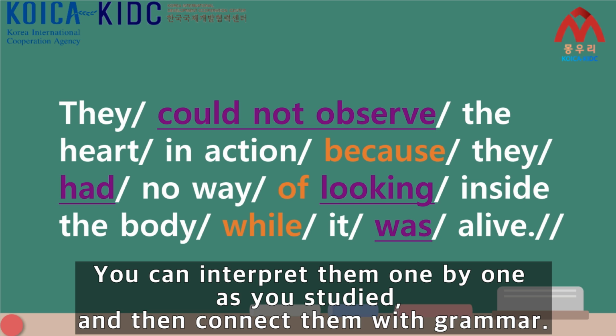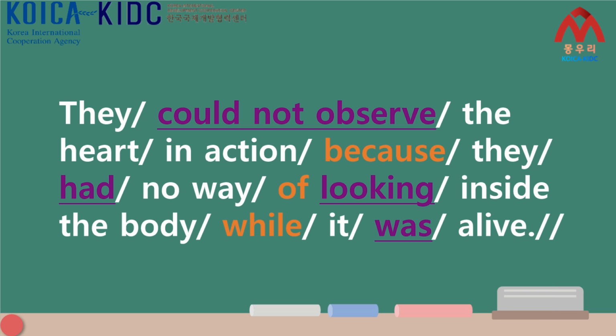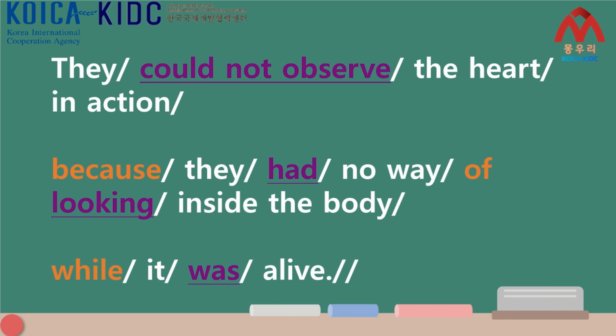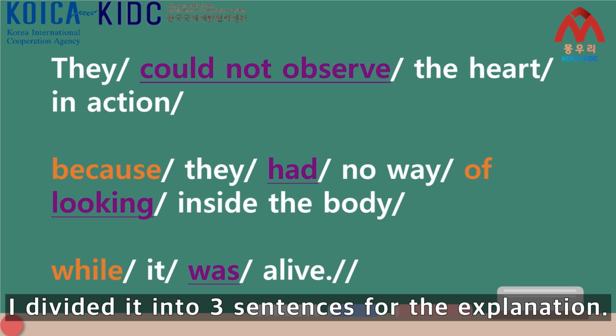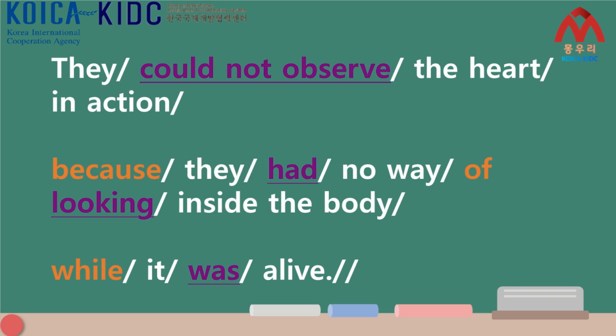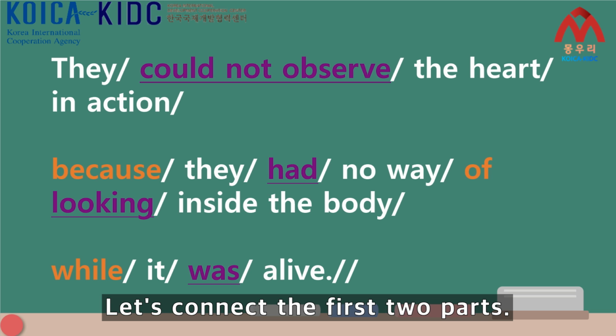You can interpret them one by one as you studied, and then connect them with grammar. I divided it into 3 sentences for the explanation. They could not observe the heart in action because they had no way of looking inside the body while it was alive. Let's connect the first 2 parts.